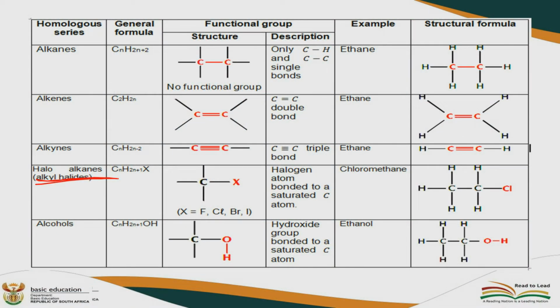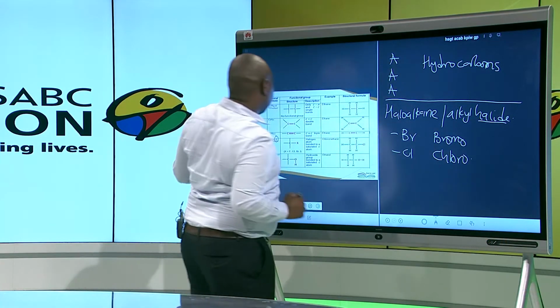Haloalkanes have a general formula, CnH2n+1X. Remember, for alkanes, the general formula was CnH2n+2. Now we are only removing 1 hydrogen and replacing it with chlorine or bromine. And when we write it, we don't write the whole bromine, we write bromo. When it's chlorine, we write chloro. So that's what we are doing here.